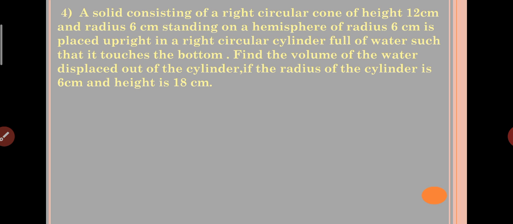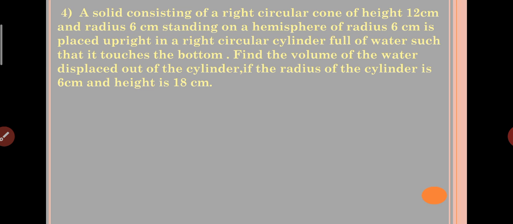A solid consisting of a right circular cone of height 12 cm and radius 6 cm standing on a hemisphere of radius 6 cm is placed upright in a right circular cylinder full of water such that it touches the bottom. Find the volume of the water displaced out of the cylinder if the radius of the cylinder is 6 cm and height is 18 cm.